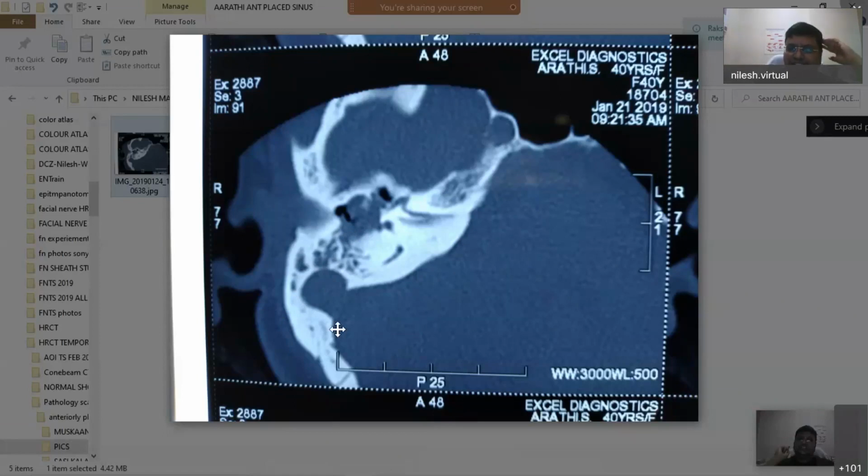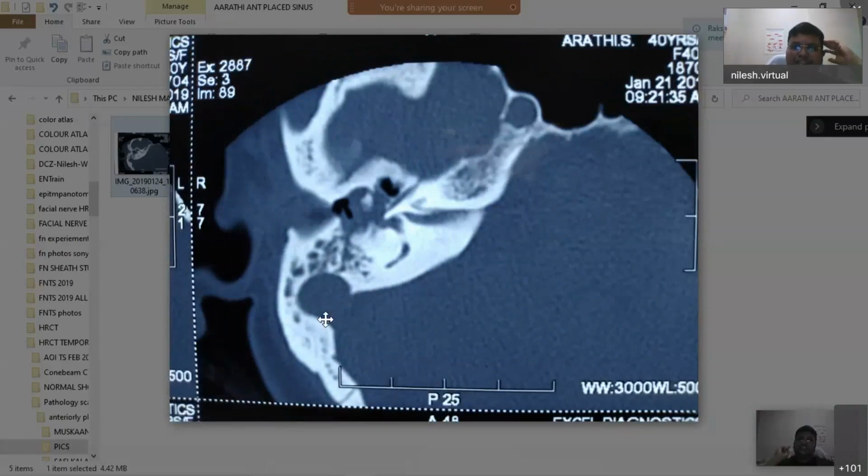There is no proper definition of an anteriorly or laterally placed sinus. What I generally do, I make a straight line from the petrous apex. So this is the petrous apex. From here you make a straight line all along the posterior fossa dura, roughly. It need not be very straight. You just make a line along the posterior fossa dura and see how much part is projecting out. If a significant part of the sigmoid sinus is projecting out, then you can call it an anteriorly placed sinus, and visibly also you can say that the sinus is very much anteriorly placed.